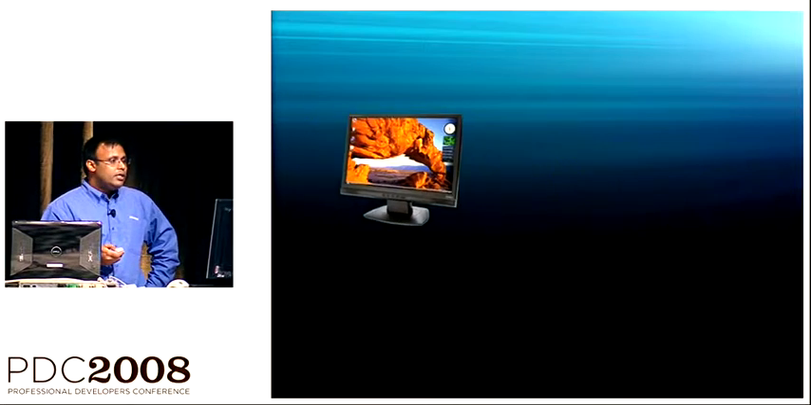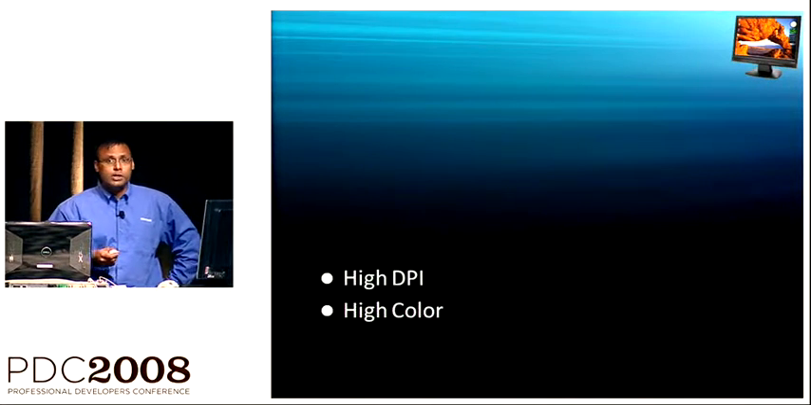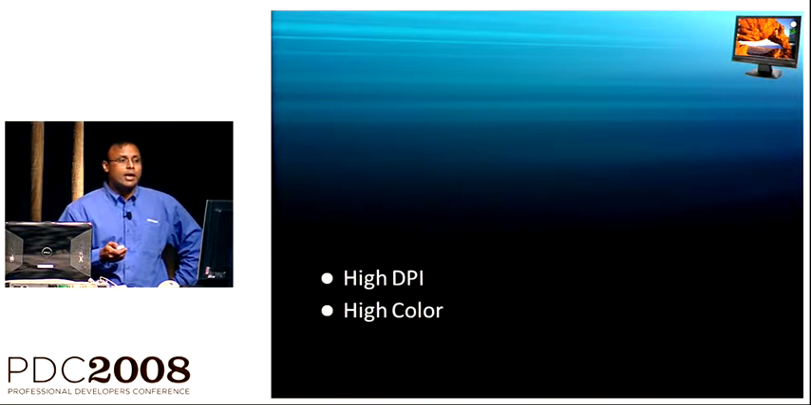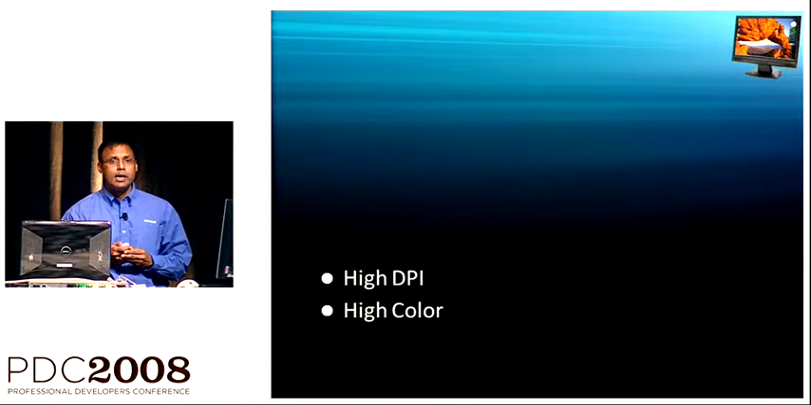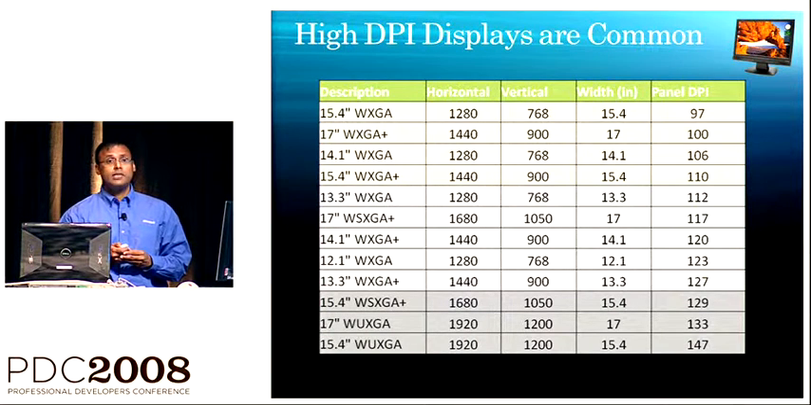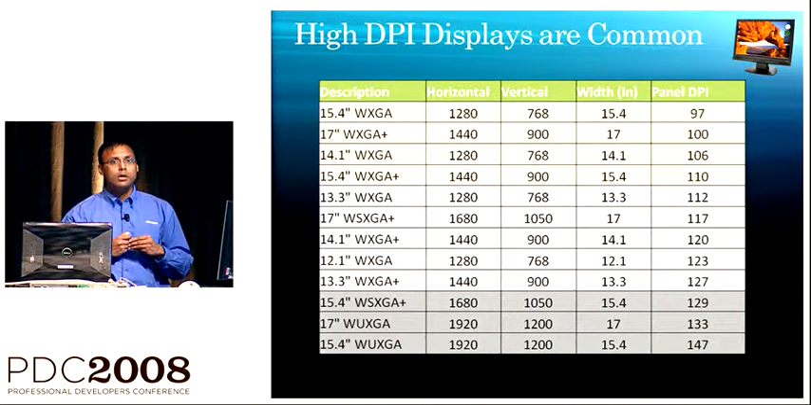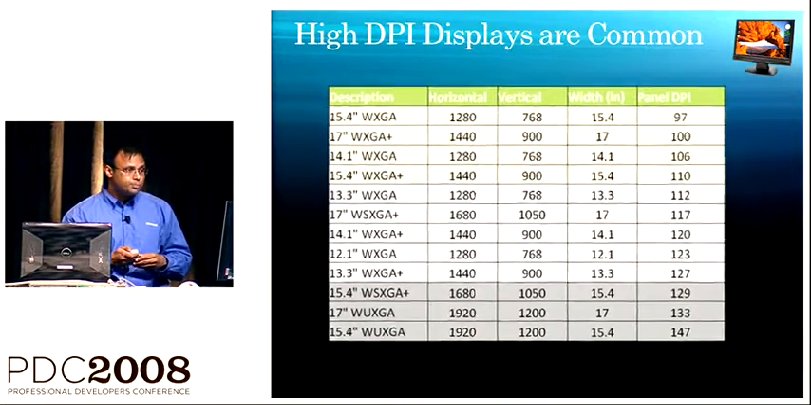So in the area of displays, we connect to a variety of displays today. And the big changes that are happening in this time frame are high DPI and high color. High DPI displays are extremely common. We talked about that in the keynote. And here's a little chart where I simply put together the common sizes of laptop screens and the common resolutions that are out there. As you can see, there is a range of DPIs all the way from 96 to 147. It's a common assumption that all applications make that all screens are 96 DPI. And that's no longer true. There's a range of them.